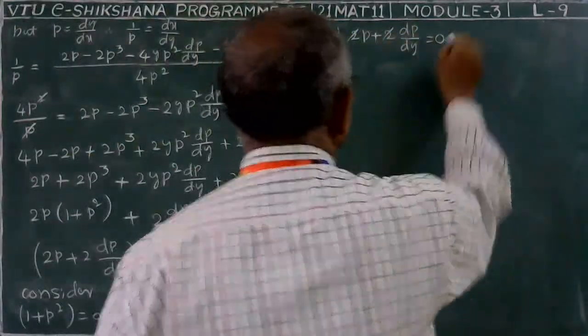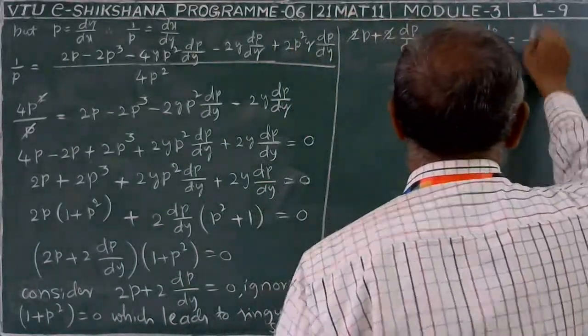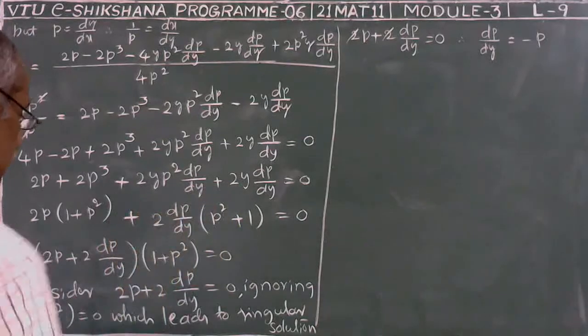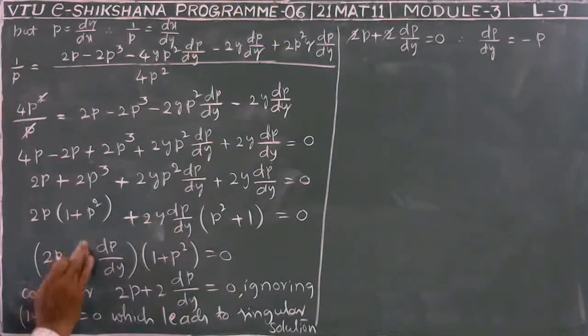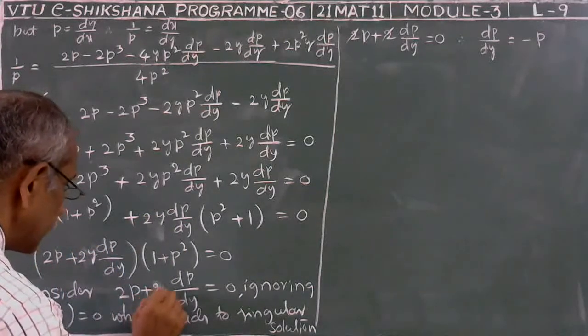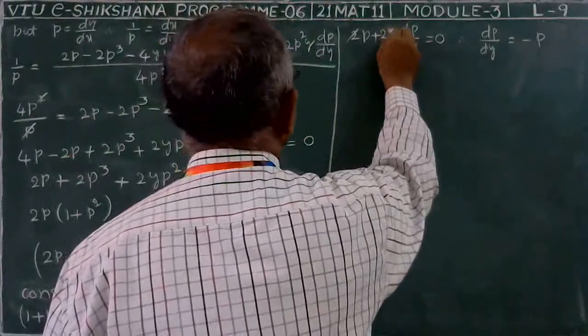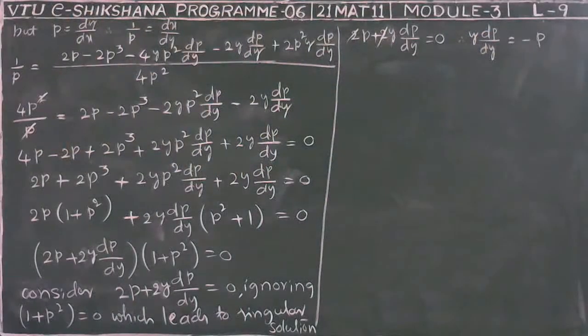So I can cancel this 2. Therefore, y dp by dy is equal to minus p.